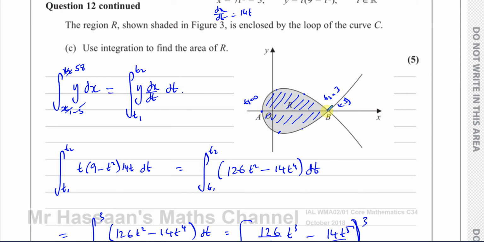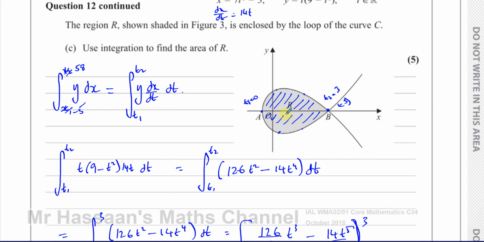So we want to find the area between t equals 3 and t equals minus 3. Okay, between minus 3 and 3. We're finding that whole area between the curve, because now we're doing it parametrically. Hopefully that clears up the concept the student has a bit of difficulty with.